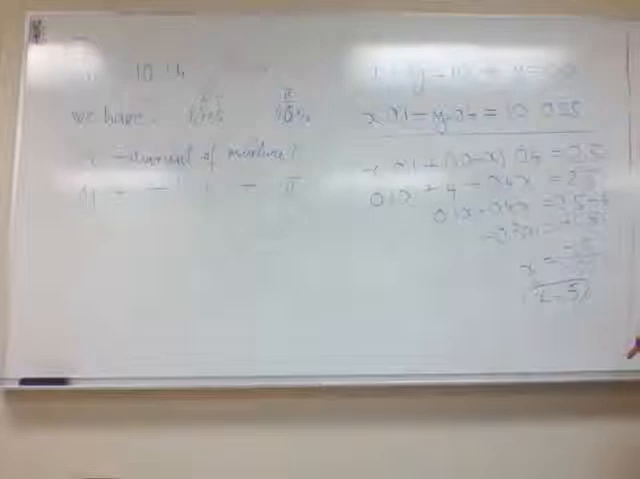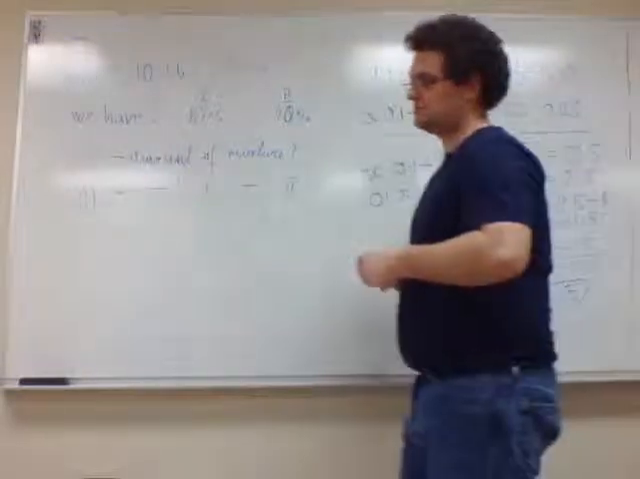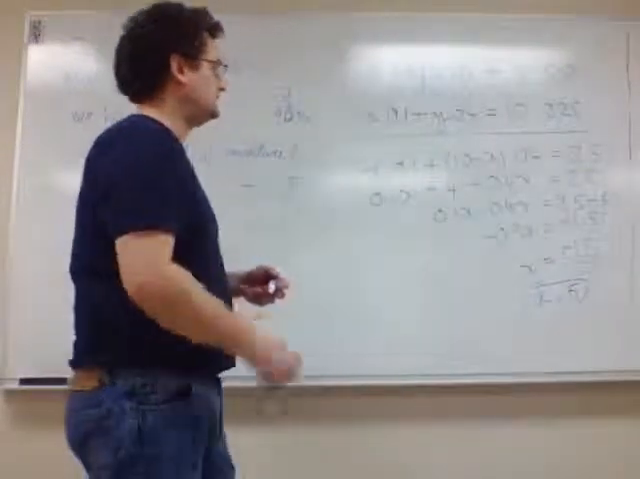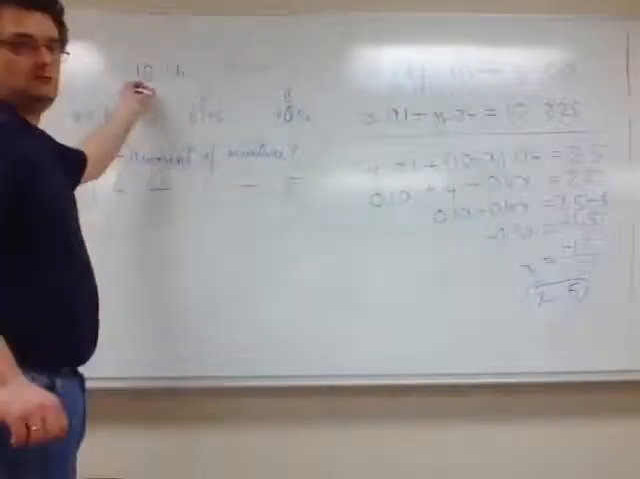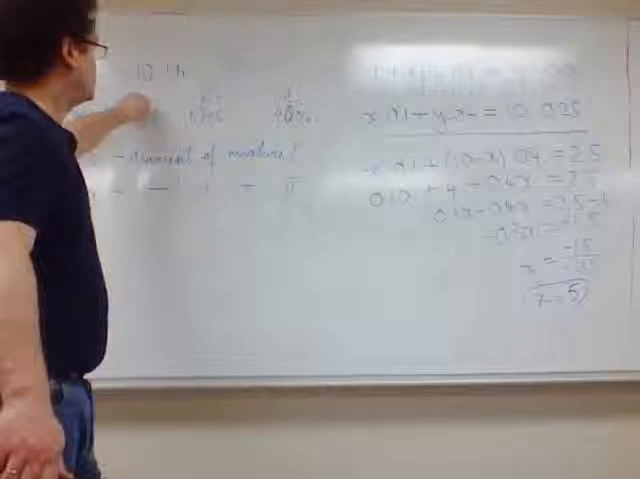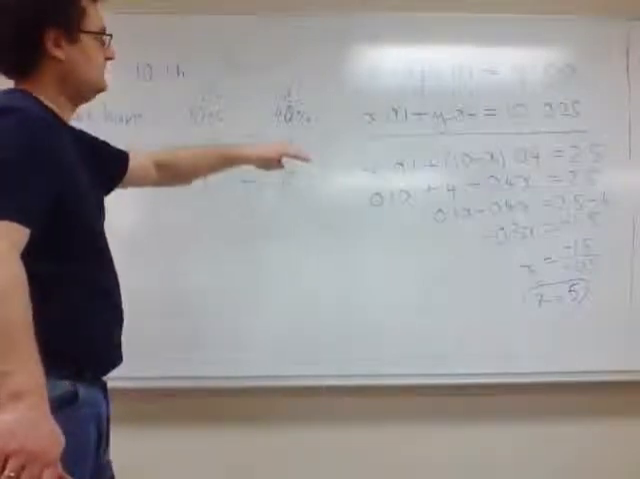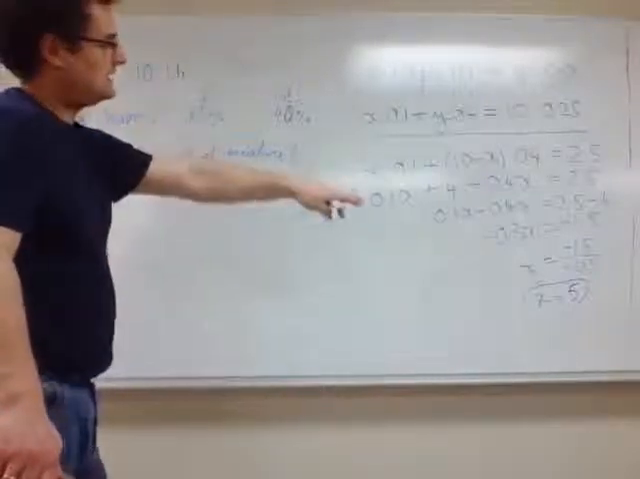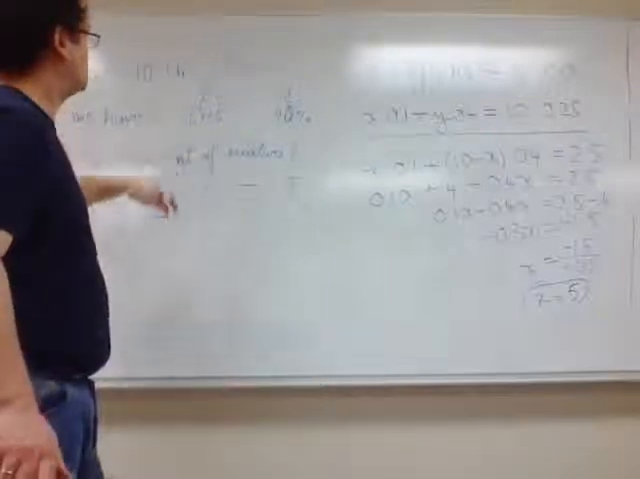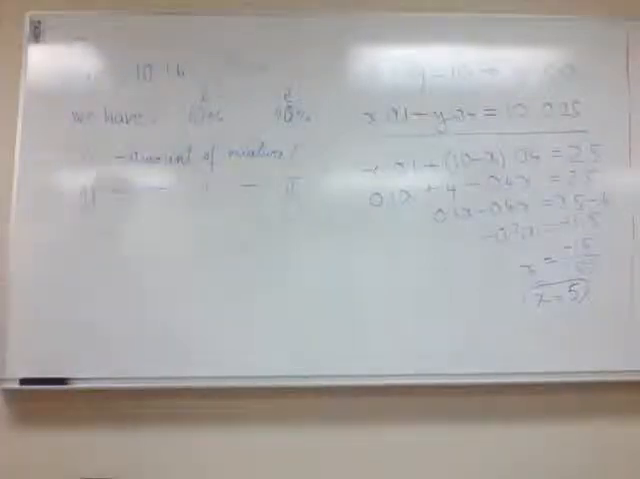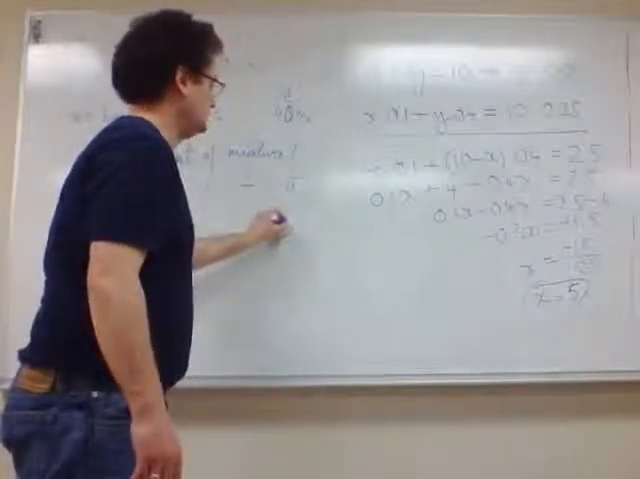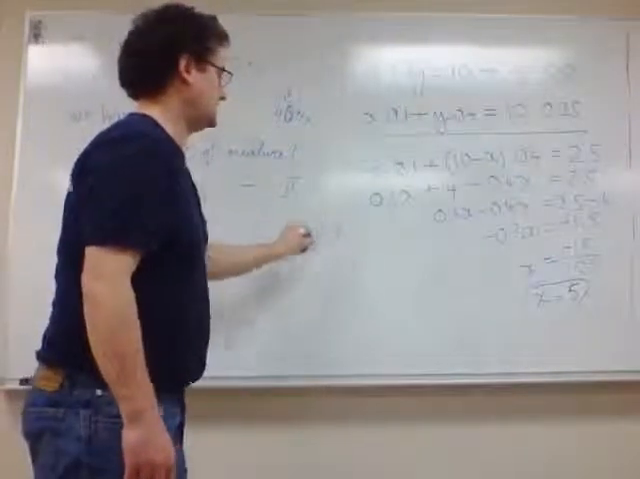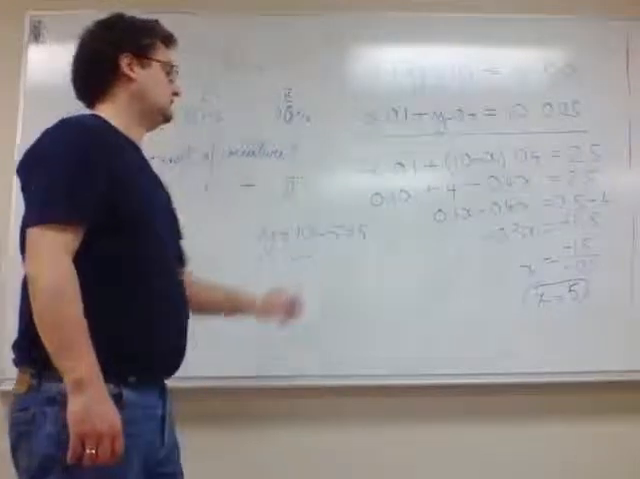All right, are we done? No, we are not, because we still have to find what y is. And the total amount of mixture should be 10 pounds, and since x is 5, you see that y should be 10 minus x, so that should also be 5.